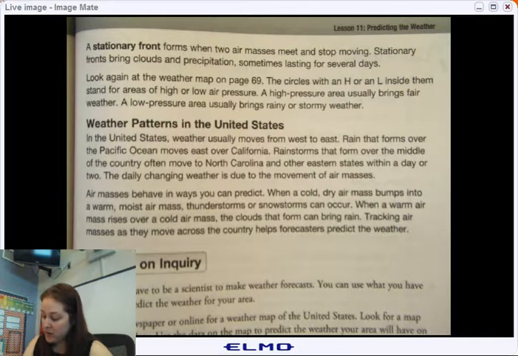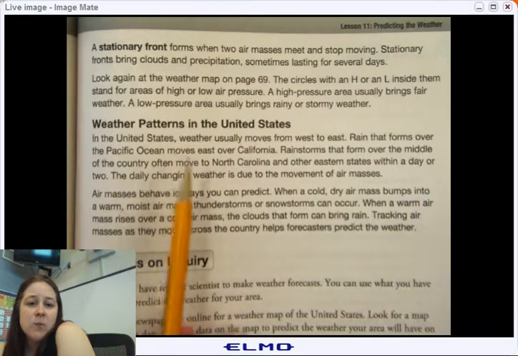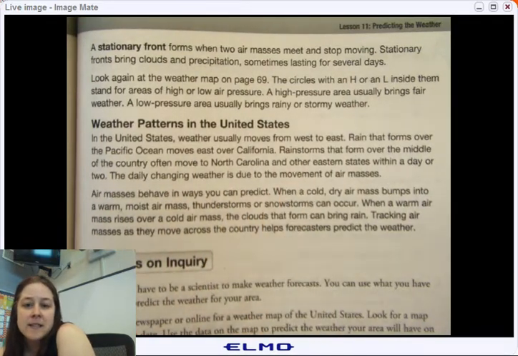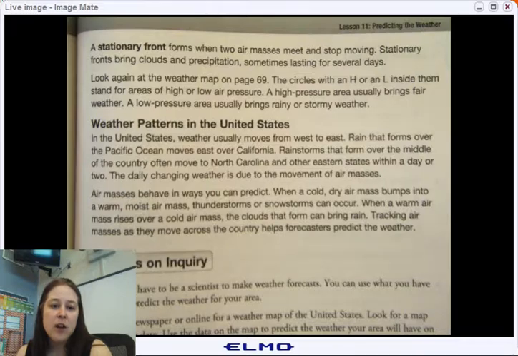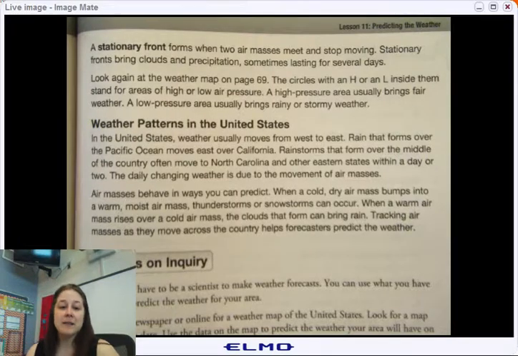In the United States, weather usually moves from blank to east. In the United States, weather usually moves from west to east. Rain that forms over the Pacific Ocean moves over California. Rainstorms that form over the middle of the country often move to North Carolina and eastern states within a day or two. The daily changing weather is due to the movement of air masses.